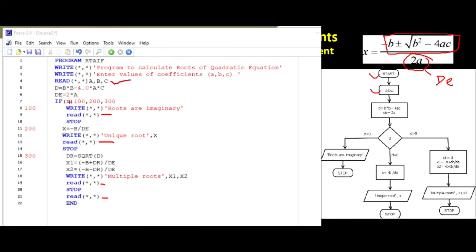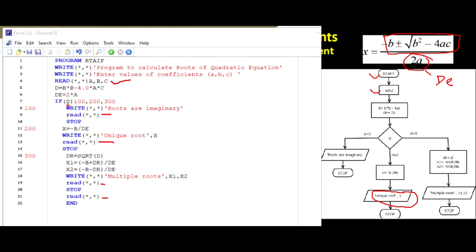Then if the value of b square minus 4ac is equal to 0, in that case the root is unique, right? And how to calculate this root? x is equal to minus b upon d, because this value is 0. So what will remain? Minus b upon 2a, and minus b upon 2a is nothing but minus b upon d. So in front of 200 we have written x is equal to minus b upon d. This d is nothing but 2a, and now we will get the unique root. We will write unique root comma x, right?